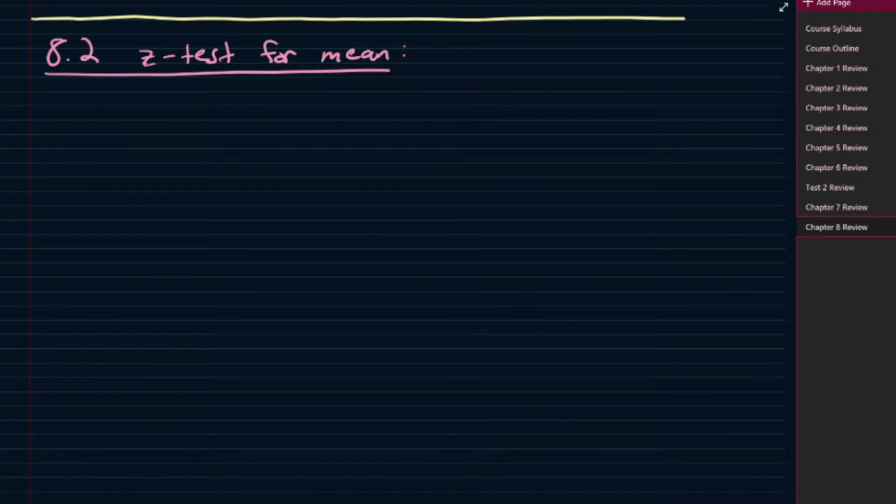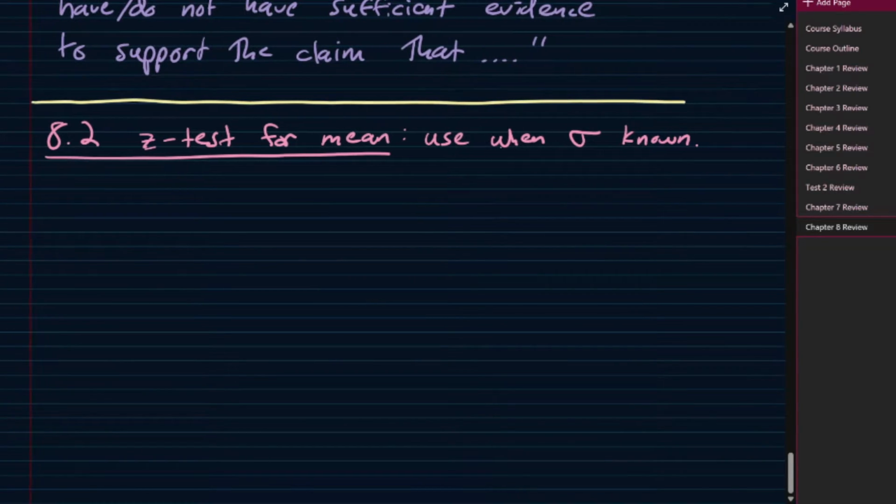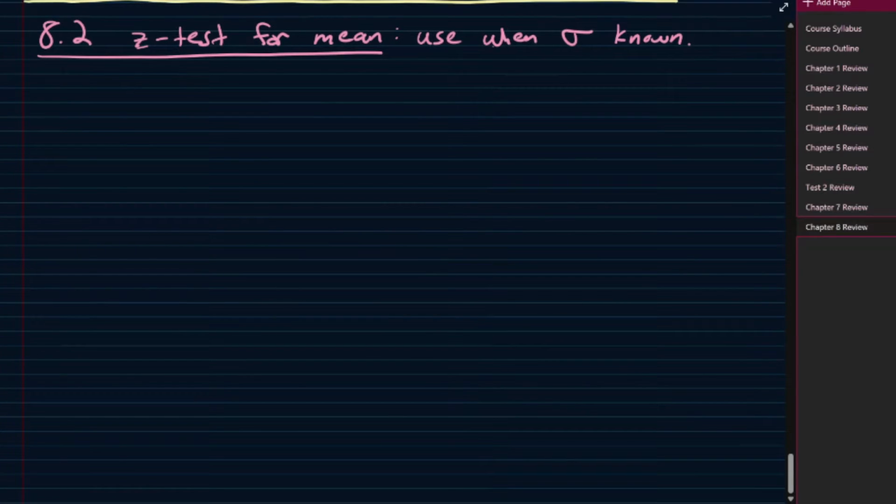Okay, so we want to use this when sigma is known. With these hypothesis tests, a lot of the time we're not learning anything new, we're just contextualizing stuff that we've already learned into a very formalized output. So a lot of the stuff here we've already discussed. We already know the formulas. No new formula here or anything.